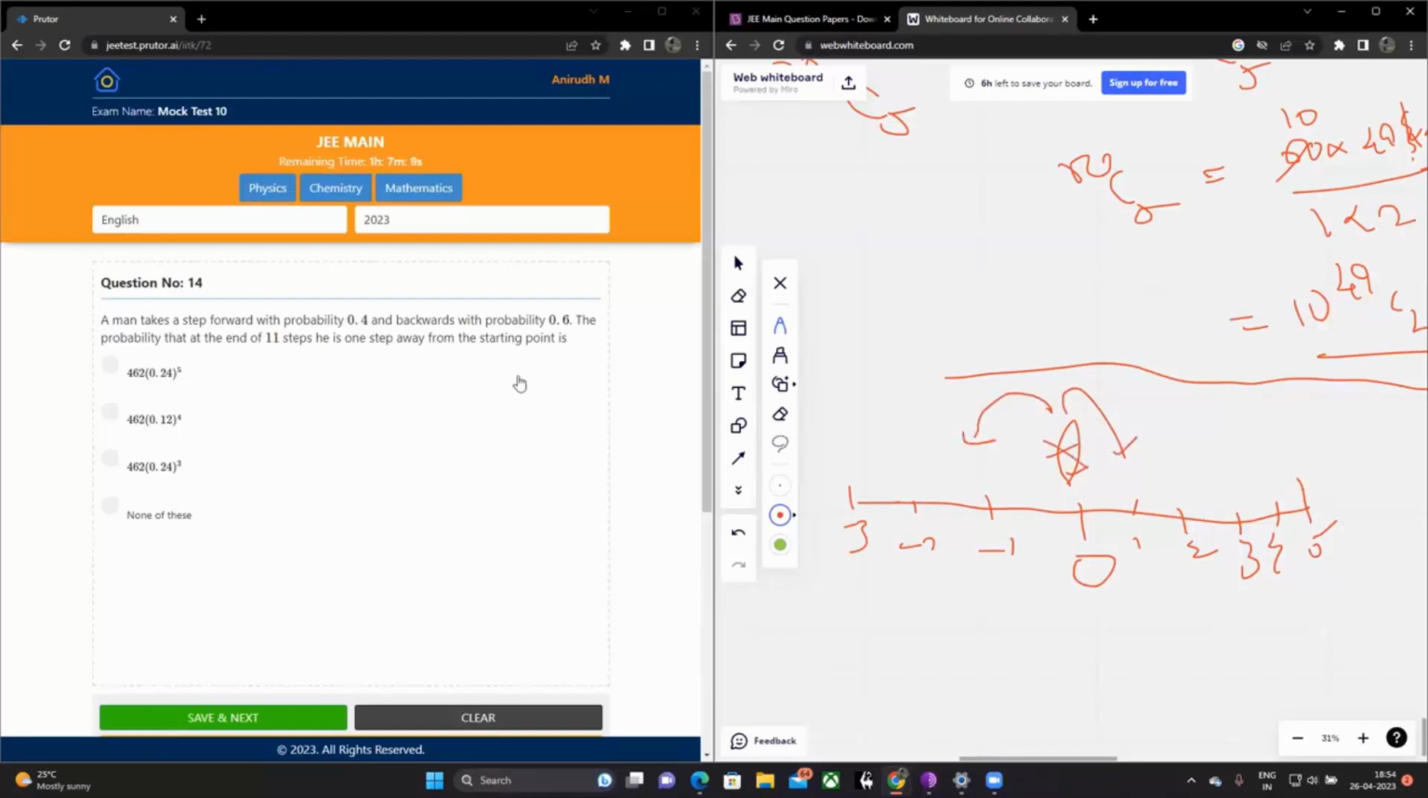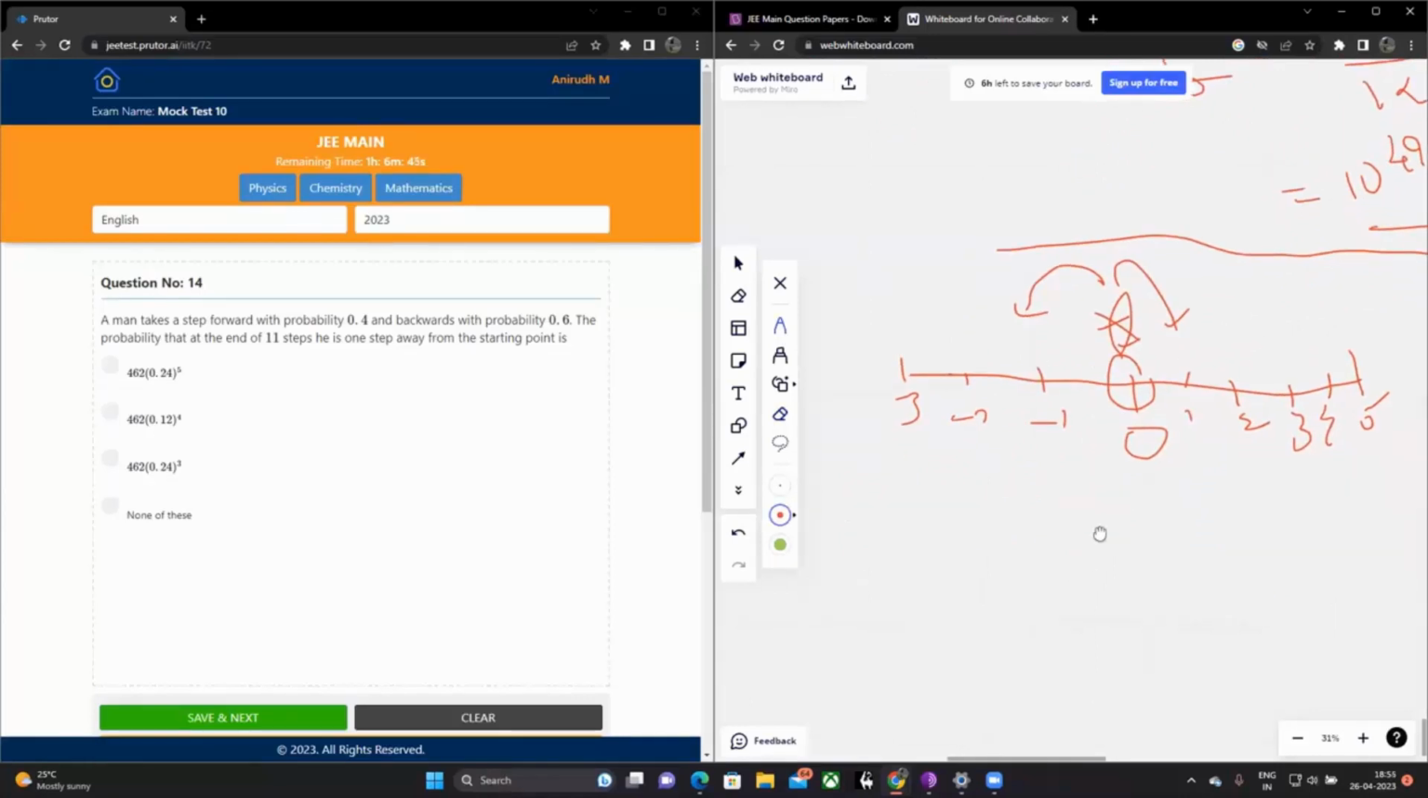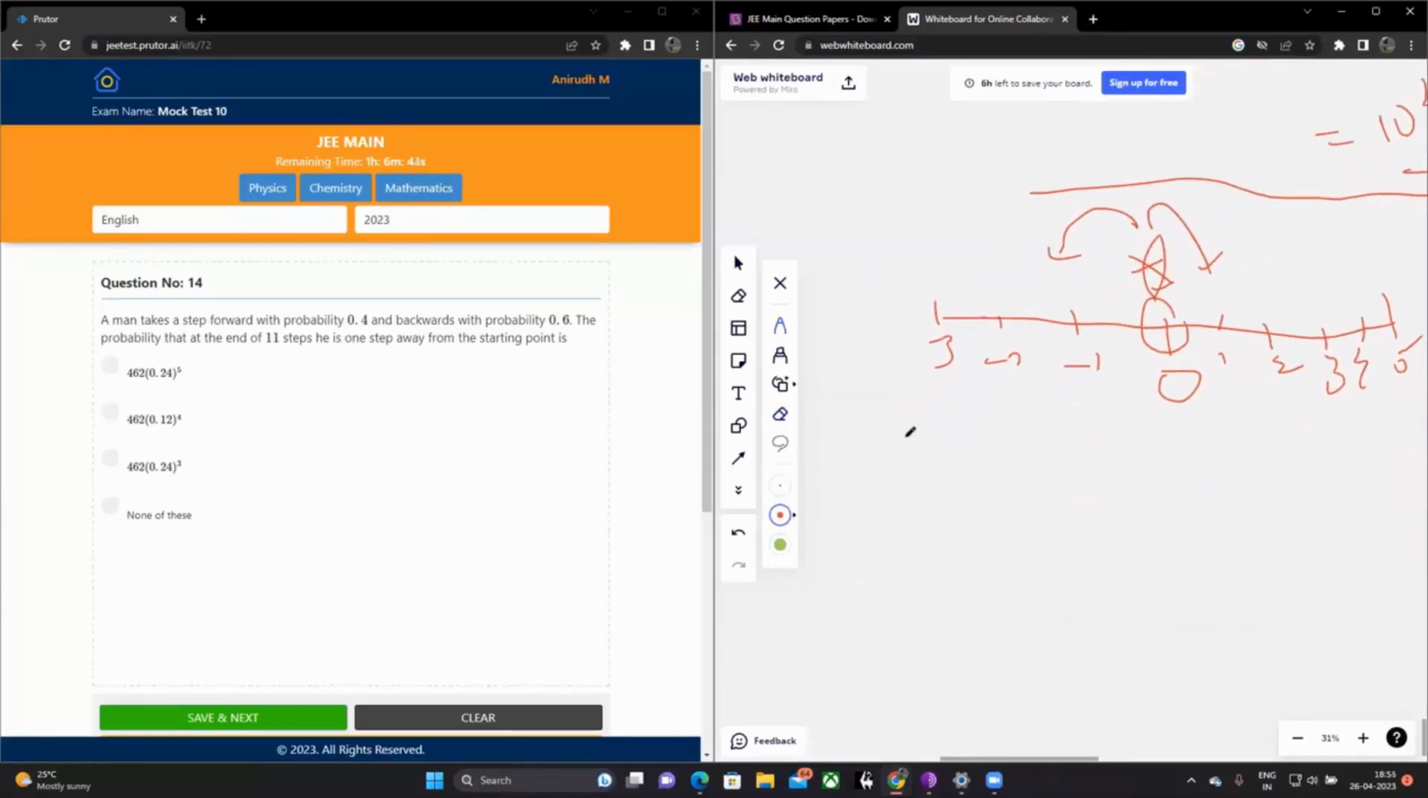So if at the end of 11 steps, he's one step away from the starting point, then at the end of 10 steps, he's at the starting point. Because at the end of 11 steps, only and only then can he wait. No, I should not say that. That's wrong, right? I can't really say that because they can also be at -2, they can also be at +2, and then transition to here, right? I'm sorry for that, right?